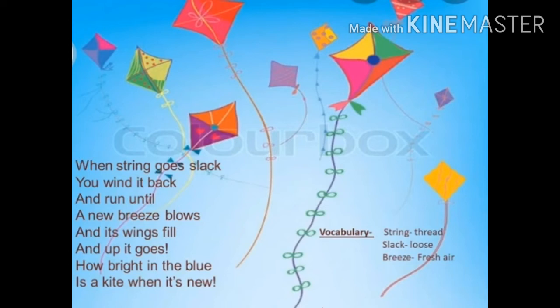How bright in the blue is a kite when it's new. So here the poet has repeated the sentence, this line, how bright in the blue. So here blue means sky. कितनी bright लगती है sky में the new kite, right? So students, can you see how beautifully the poet is describing the beauty of the kite?